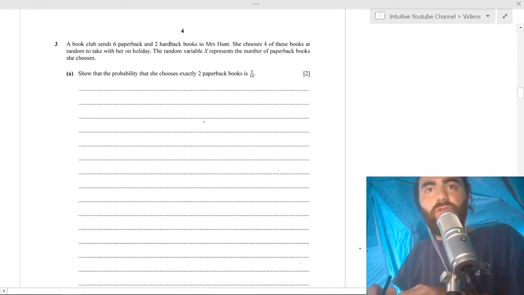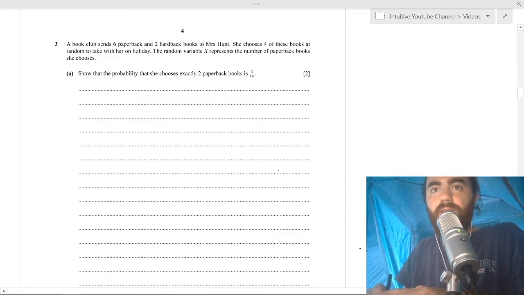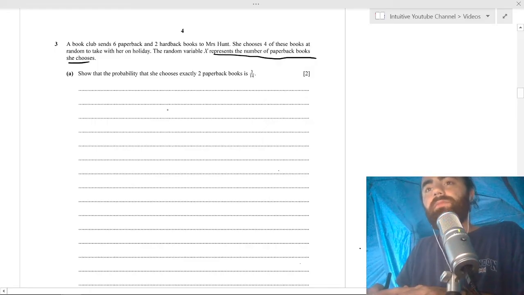Let's continue. Question 3. We have a book club that sends 6 paperback and 2 hardback books to Mrs. Hunt. She chooses 4 of these books at random to take with her on holiday. The random variable x is the number of paperback books she chooses. Okay, well that's pretty important. Show that the probability that she chooses exactly 2 paperback books is 3/14.